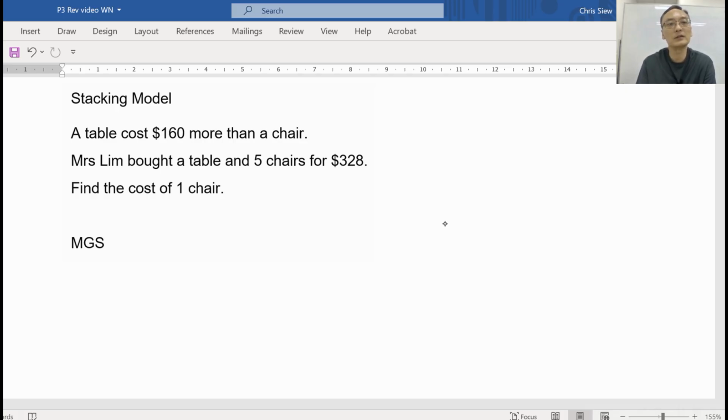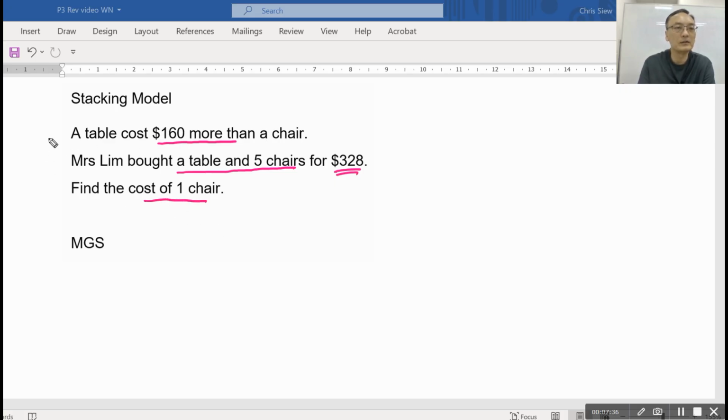A table costs $160 more than a chair. Mr. Slim bought a table and 5 chairs for $328. Find the cost of one chair. So let's underline some of the keywords in the question. Here will tell us the difference between the table and the chair. And Mr. Slim bought a total of 1 table and 5 chairs for this amount. We're supposed to find the cost of a chair.